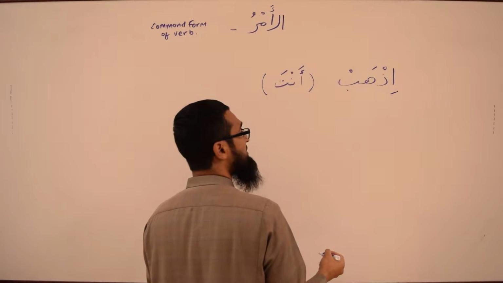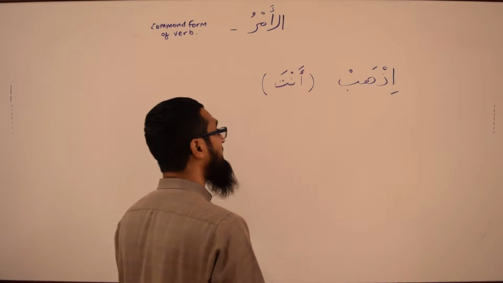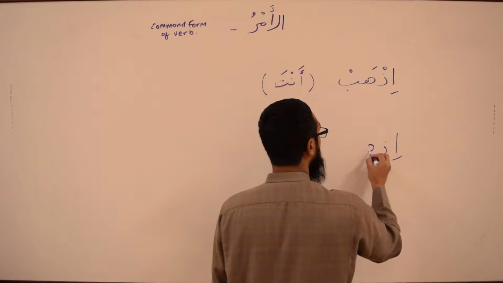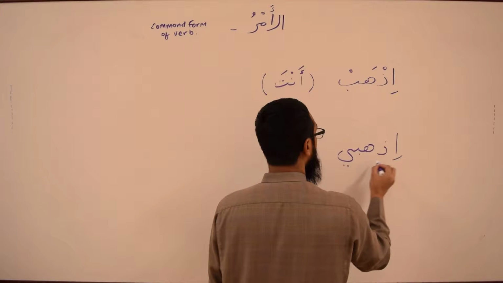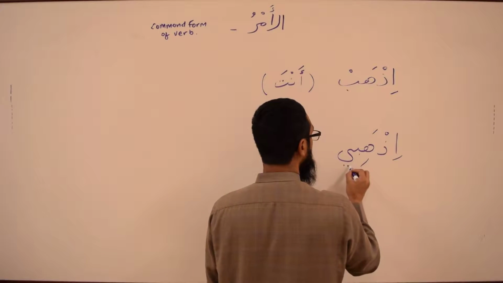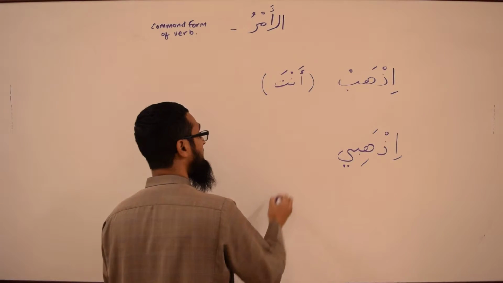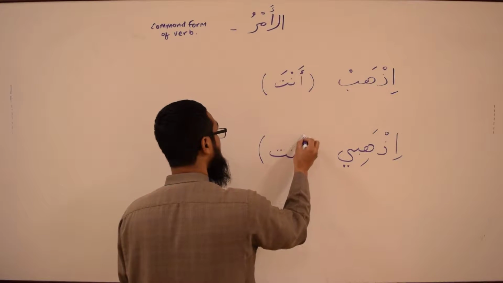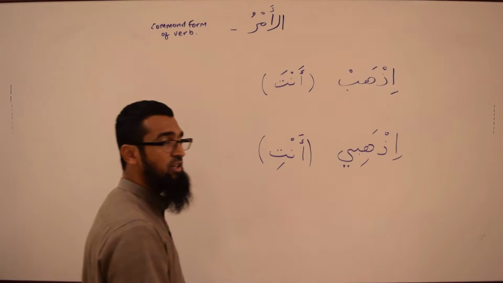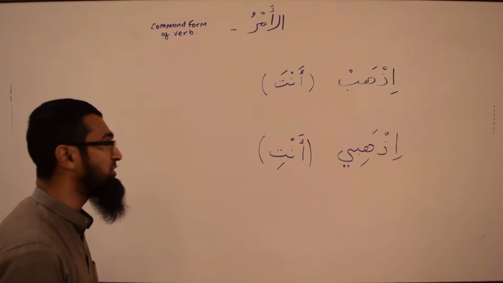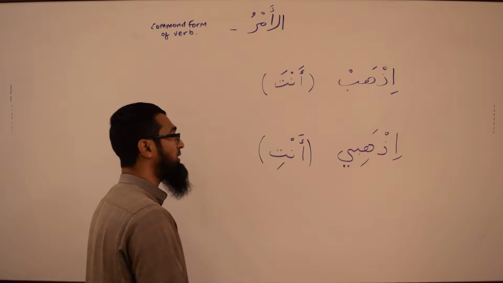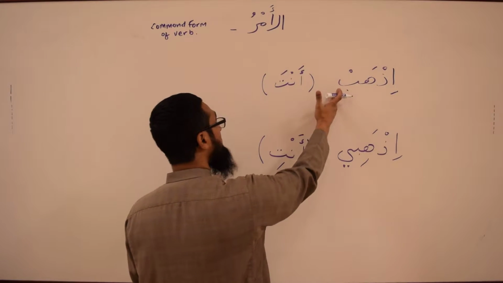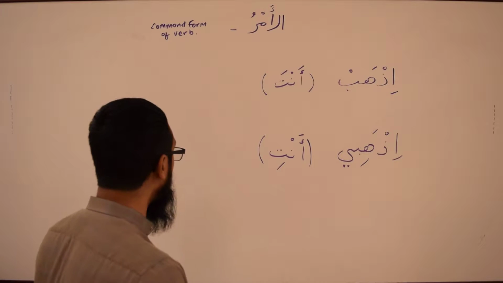What if you wanted to address a female? It would be idhabi. This ya is added, idhabi. So who are you speaking to? Anti, idhabi. So if you're speaking to Fatima, friends, you say idhabi ya Fatima. You're speaking to Ahmad, idhab ya Ahmad.